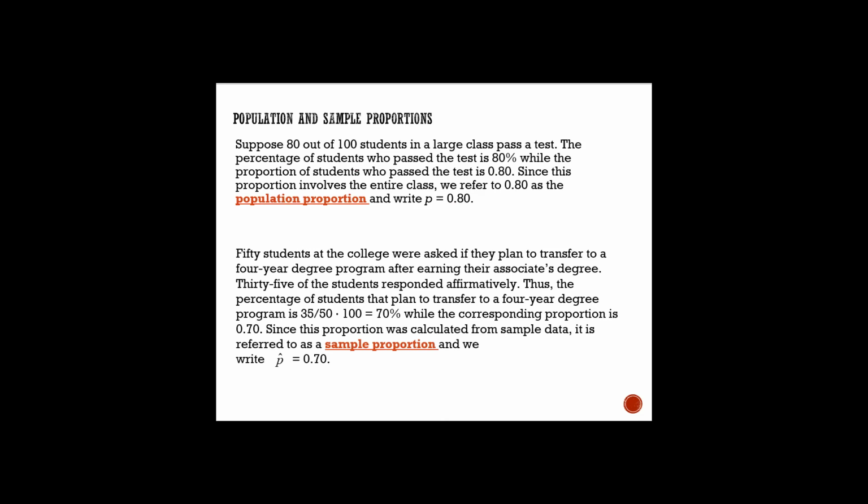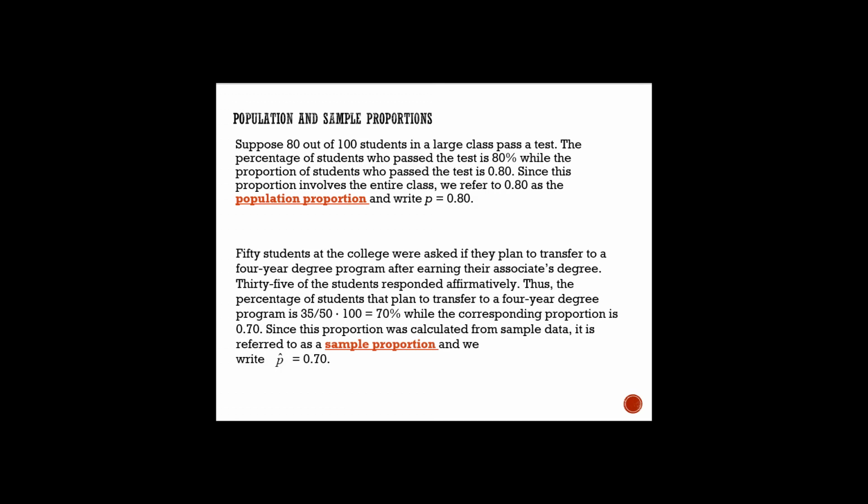So let's talk a little bit about population and sample proportions. Suppose that 80 out of 100 students in a very large class pass a test. Well, the percentage of students who pass the test is 80%. So the proportion of students who pass the test is 0.8 or 80%. Since this proportion involves the entire class, we would say this is the population proportion. It was all the students, and we would write it as P is equal to 0.8.